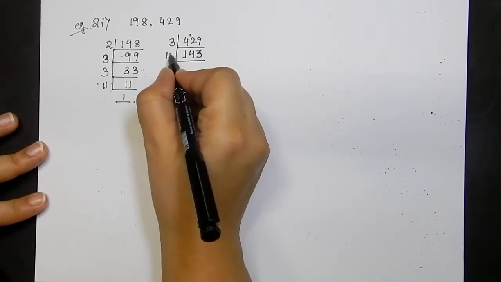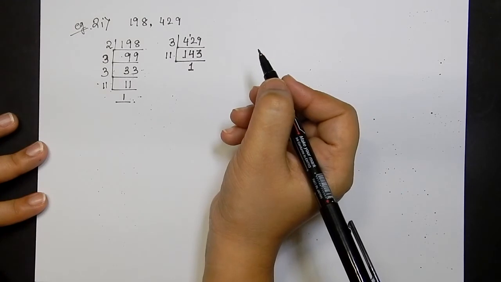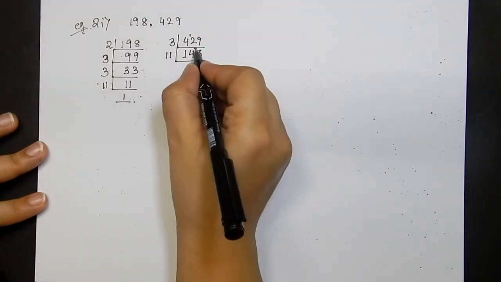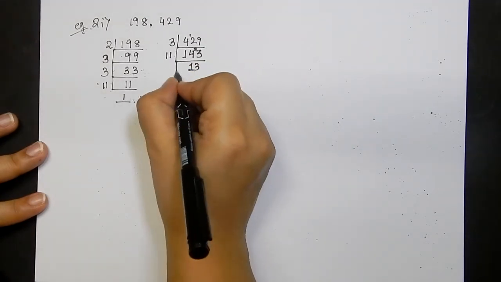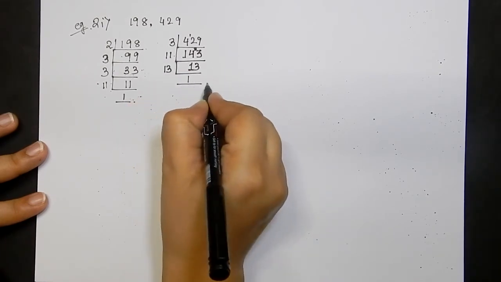Then it will go with 11, right? 11 1s are 11, 11 3s are 33, so 13 1s are 13.